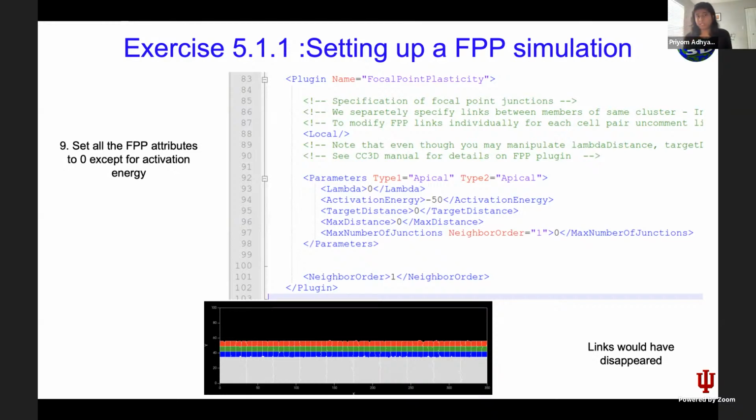If they're not 0, what happens then? If you have any of these parameters, for example, if you set a particular lambda, then you will see these links appear. So I have just set all of the terms of the energy function associated with this to 0, so that the links are not created from XML anymore.